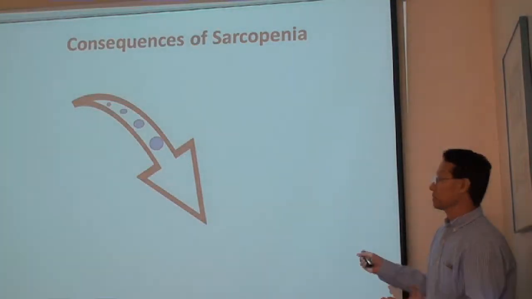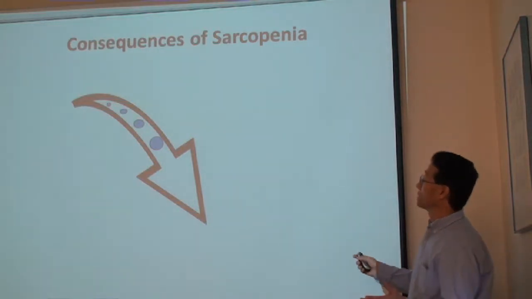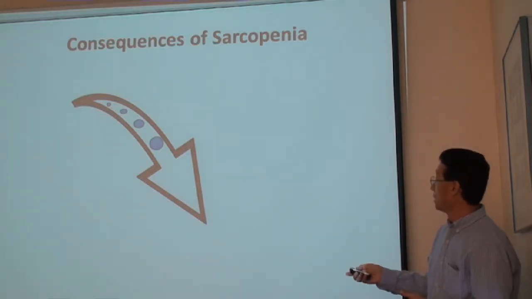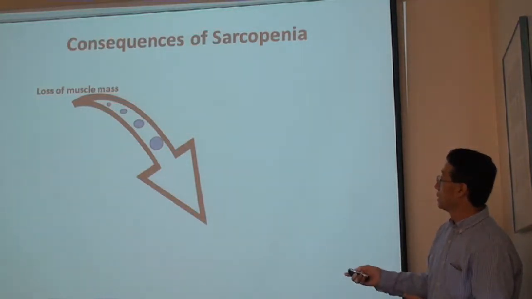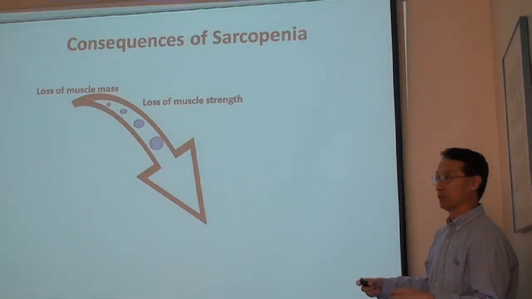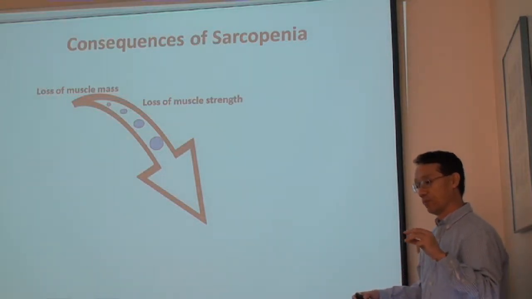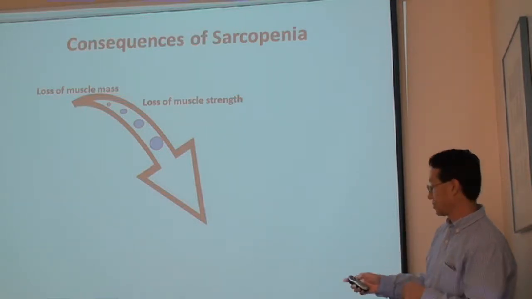So why do we talk about sarcopenia? Why do we study sarcopenia? What are the consequences? There are multiple consequences along the development of sarcopenia, the muscle loss. First, you have the loss of muscle mass, as shown earlier in the picture. Then you lose muscle strength, so the muscle fibers decrease. This includes the number of muscle fibers decreasing, and also the mass of the individual muscle fibers decreasing, and that will lead to the loss of muscle strength.